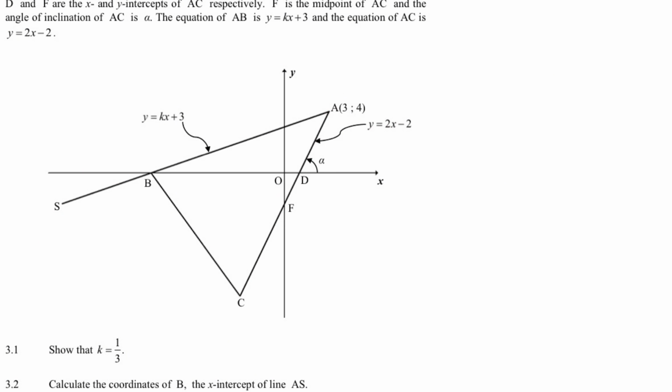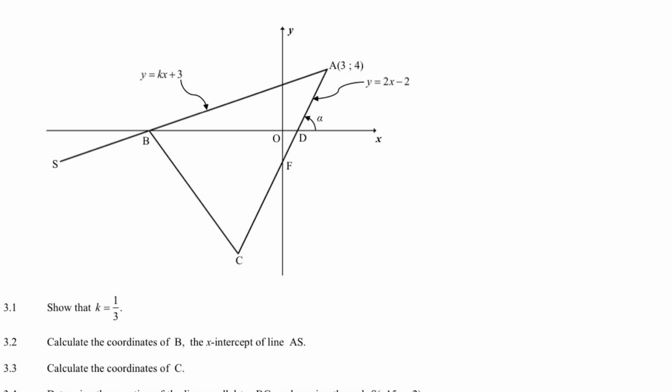So if this is the y-intercept, we can find the coordinates of F. So at those coordinates, on the line y equals 2x minus 2, x would be equal to 0. So therefore the y value is -2. So the coordinates of F would be 0 and -2. And this is the midpoint of the line AC. So I have the coordinates of A, and I have the coordinates of F, and then I can use that to find the coordinates of C.